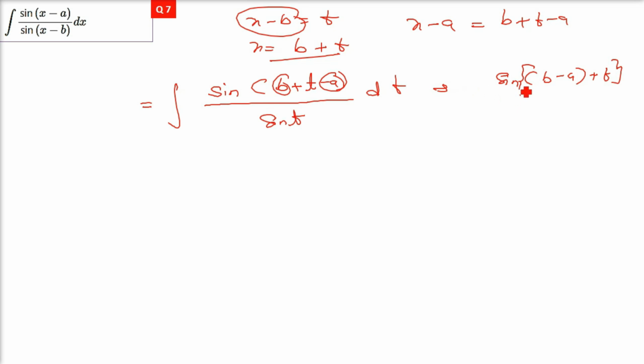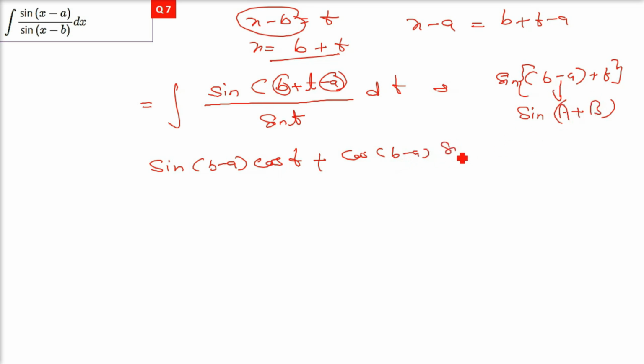And now apply the formula of sin(A plus B). That is, b minus a I am calling capital A, and t I am calling capital B. So sin(A plus B), what is it? Sin A, you know the formula, right? Sin A, which is b minus a in this case, cos t, plus cos A, that is cos(b minus a), and sin t. So we have applied the formula. Sin t is in the denominator, so just include this sin t in the denominator.